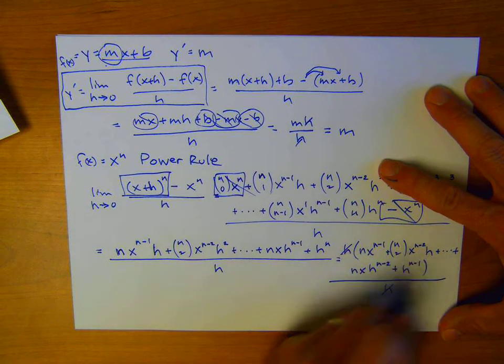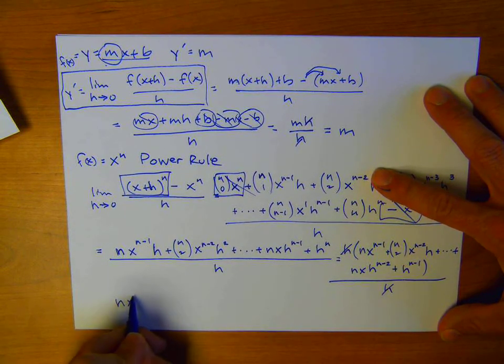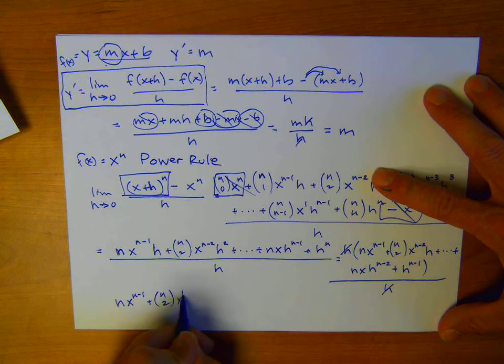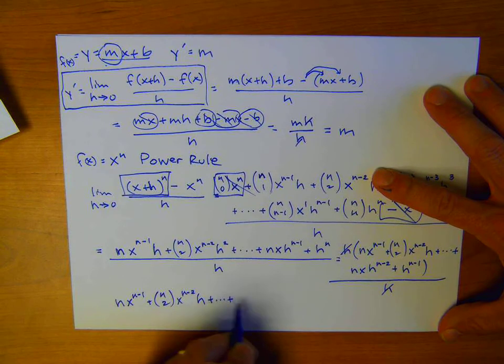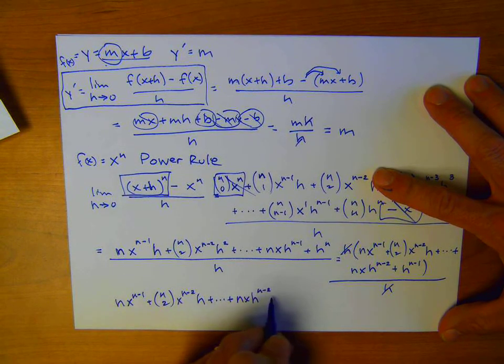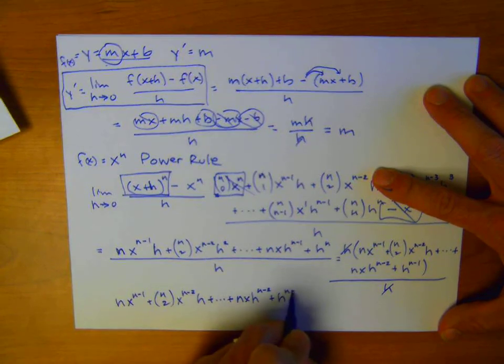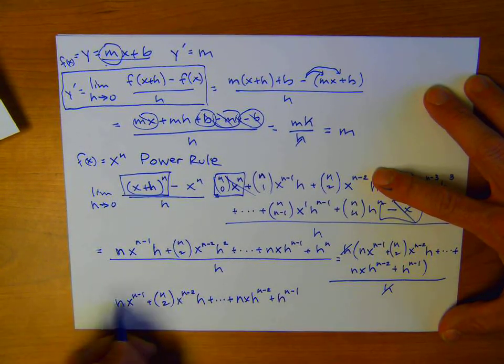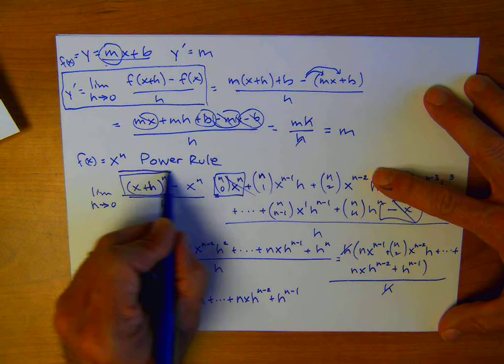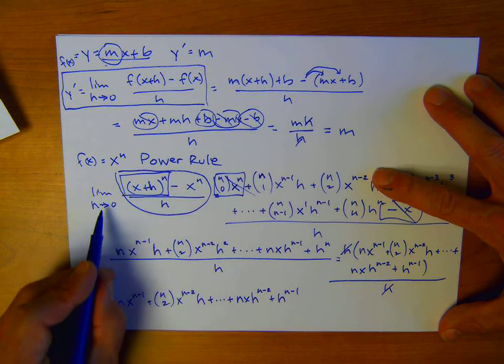So finally what I'm left with is this, which is n x to the n minus 1 plus n choose 2 and so on. Well, if this is tedious for me, it's got to be tedious for you. But let me just finish this up here and we'll see what we get, because like I said, the result is a very nice one. So this is what I end up with after I simplify. This is as far as I can go.